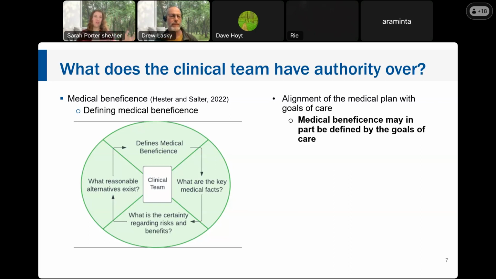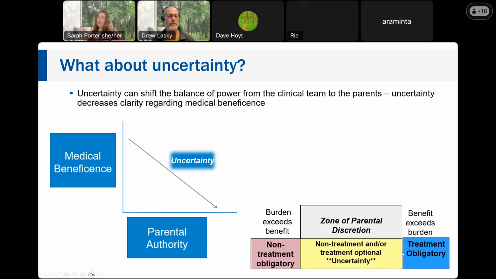As we say that parents have the authority over best interest, that includes some of the goals of care, unless we're falling into this treatment obligatory space, where we generally know we're there. We generally know that if parents don't choose to engage in a treatment that has a well-established benefit, even if it comes with some harm, because we know that we do a lot of harm in the context of the pursuit of benefit, we're in this treatment obligatory right-hand side, then they may not get to determine the goals of care in the same way.